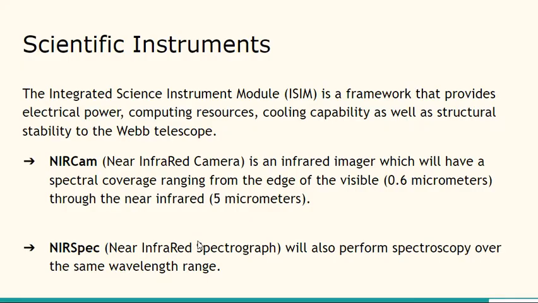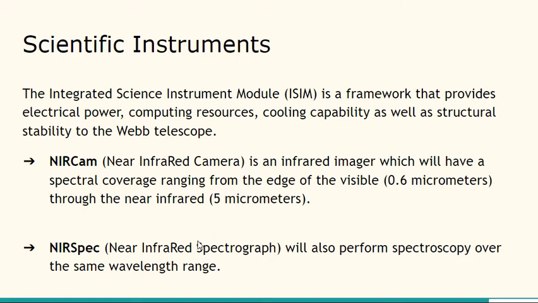Okay, so scientific instruments on board. The Integrated Science Instrument Module, also known as ISIM, is a framework that provides electrical power, computing resources, cooling capability, as well as structural stability to the Webb telescope.